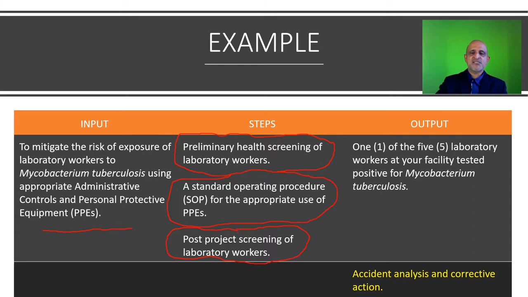However, after completion of this particular experiment, it is observed that one of the 5 laboratory workers at the facility has tested positive for Mycobacterium tuberculosis. Now, this raises a question to the Biorisk manager. The Biorisk manager will have to question whether the SOP is appropriate. And if this SOP is not appropriate, additional measures for improvement of this SOP will have to be taken into account, and an accident analysis will have to be conducted. This is an example of how a goal has been set and how the actual observation is different from the intended goal.